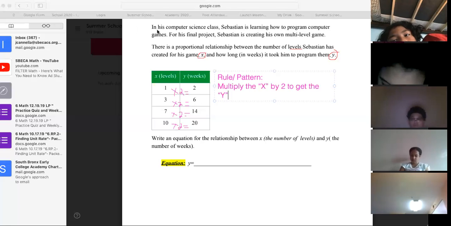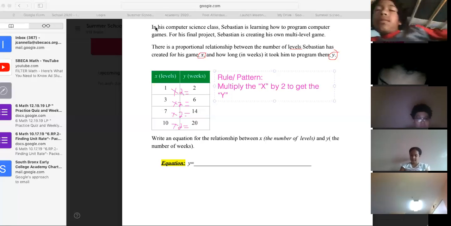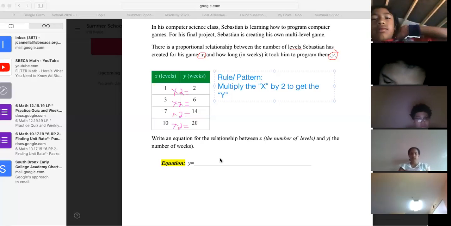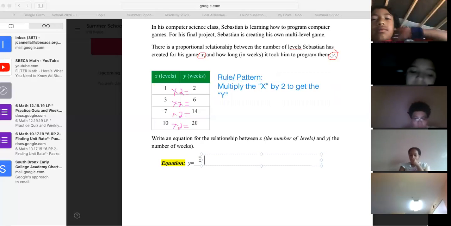All right, let's look again. Write an equation for the relationship between X, the levels, and Y, the number of weeks, Taris. Y equals what? What am I doing with the X? What am I multiplying it by? By 2. So Y equals 2X. Let me show you how that's true.